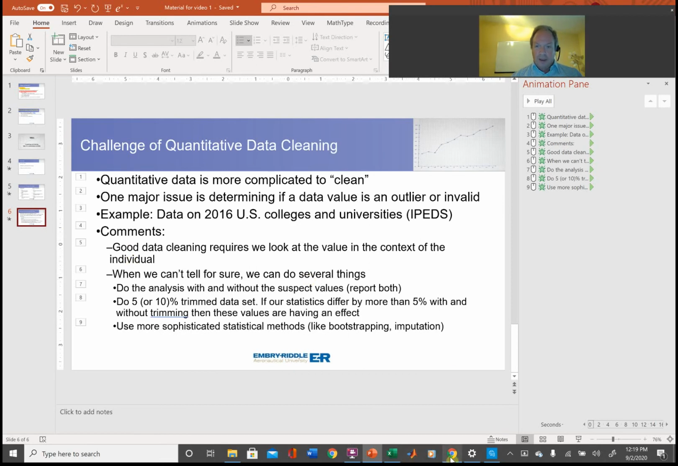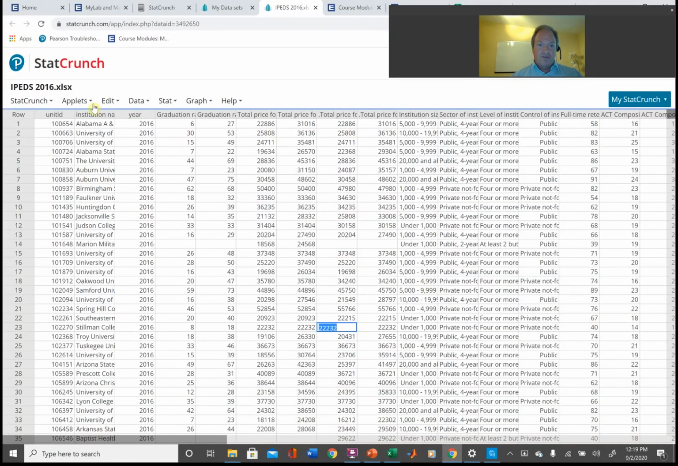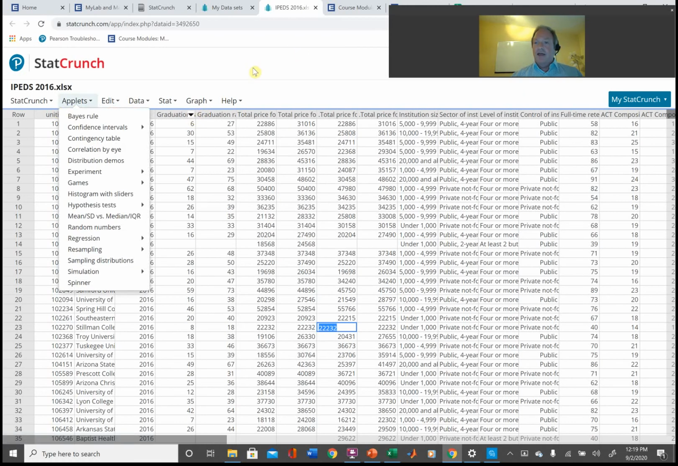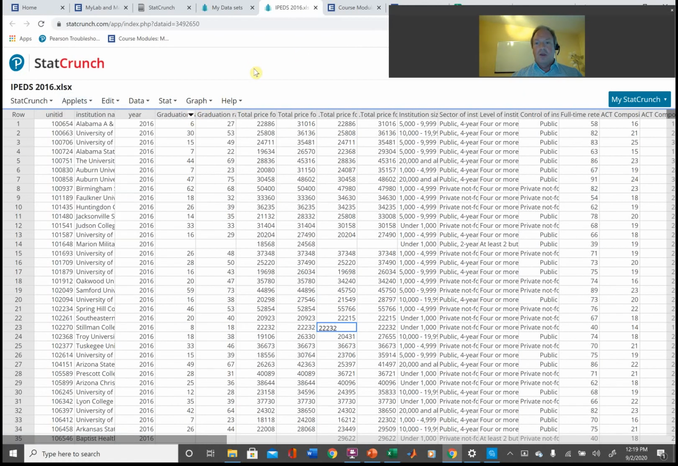So I'm going to go back here and look at this data set. This is data that was collected on all US colleges and institutions that receive federal aid, which is the vast majority. The US government Department of Education every year collects certain data from every single college. And this was data that they collected for the school year 2016.